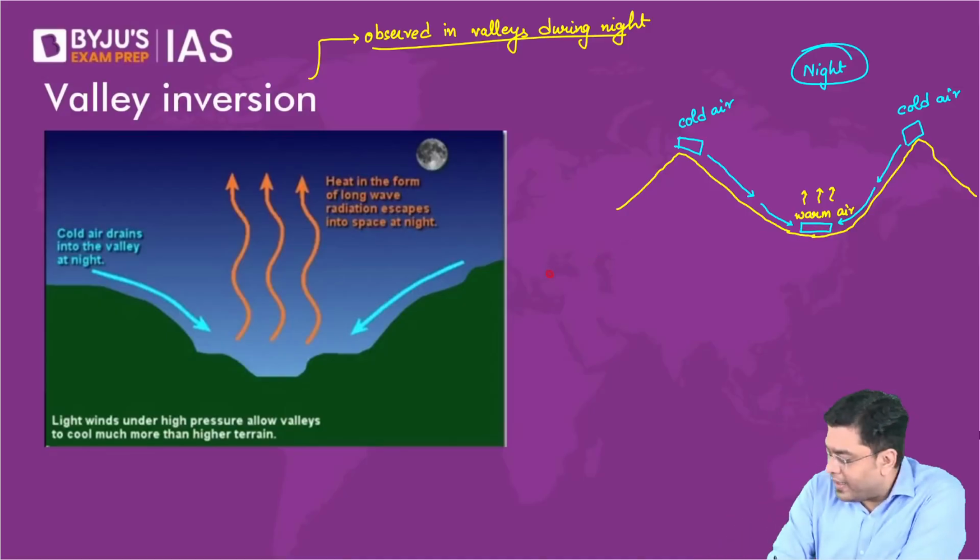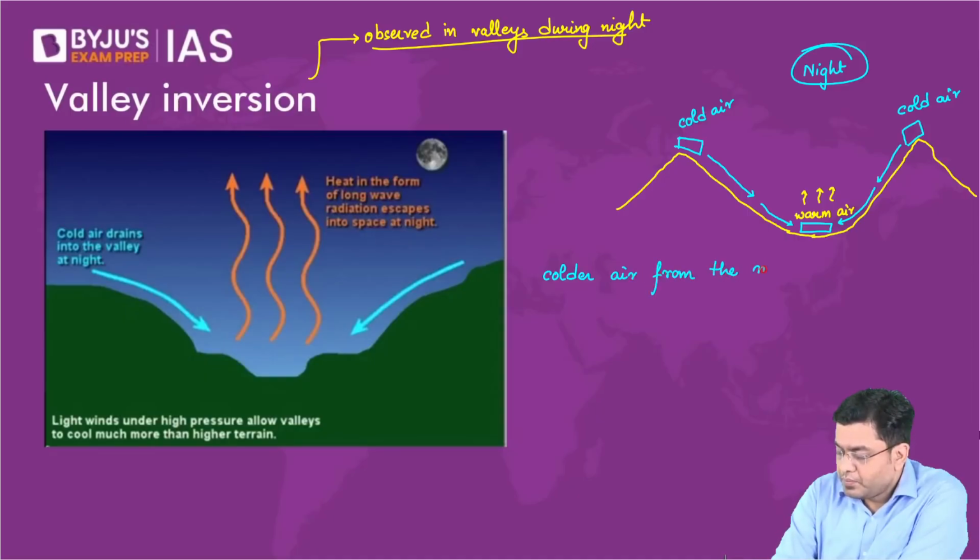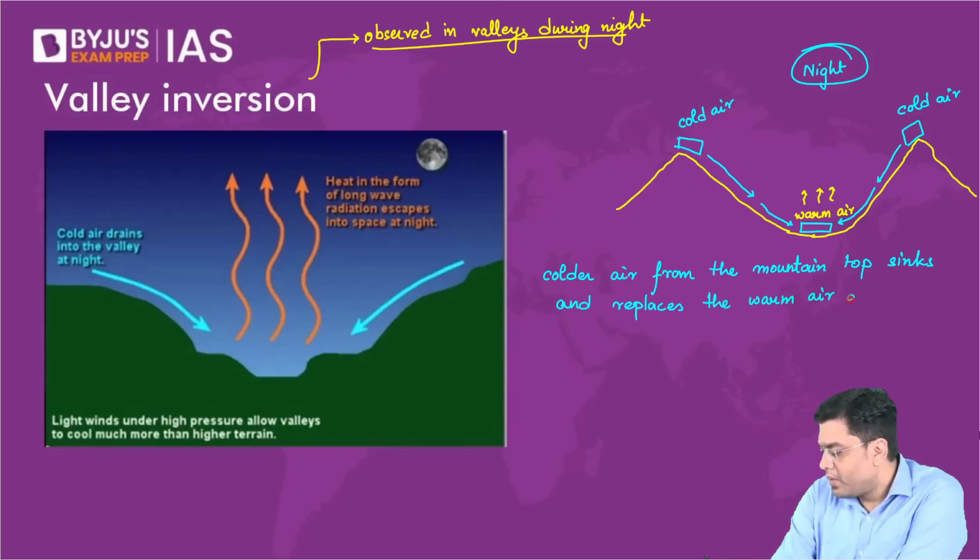So the cold air from the mountain top sinks and replaces the warm air at the valley bottom.